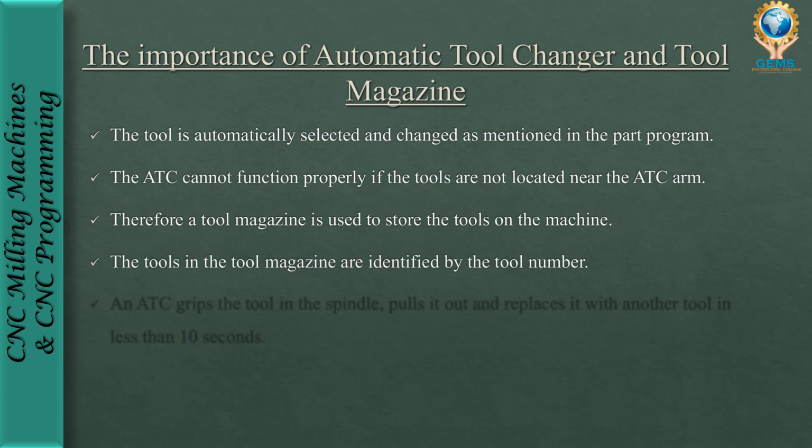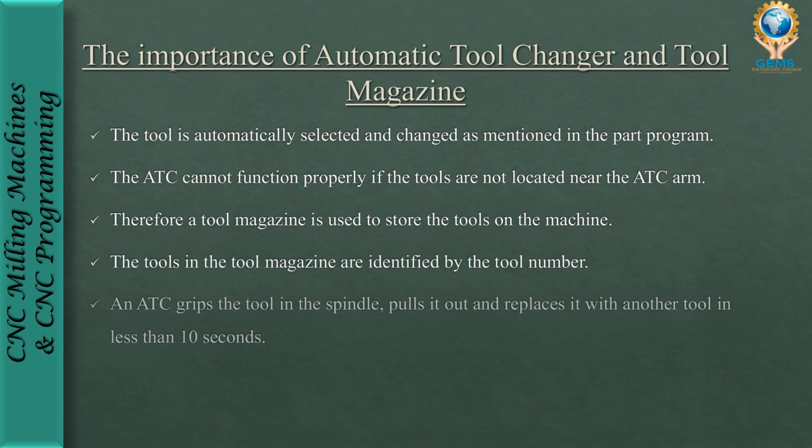The tools in the tool magazines are identified by the tool number. So each and every slot we are giving a number. According to the number only, the tool will be called. An ATC grips the tool in the spindle, pulls it out and replaces it with another tool in less than 10 seconds.